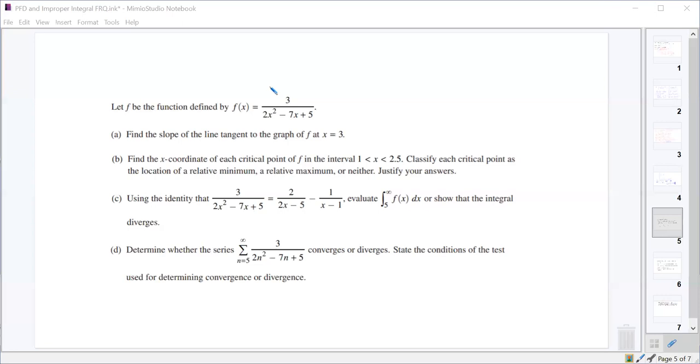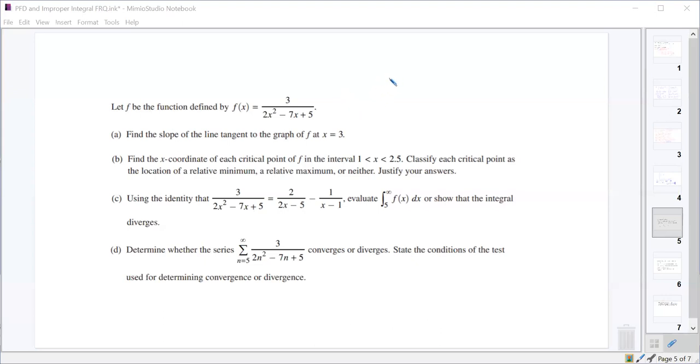All right, we ready to go through this one? Everybody at home ready? Zoom good. Okay. So for part A, what are we looking at here? We need to find the slope of the tangent line at x equals 3. That should be pretty straightforward. Just take our derivative and evaluate it at 3.